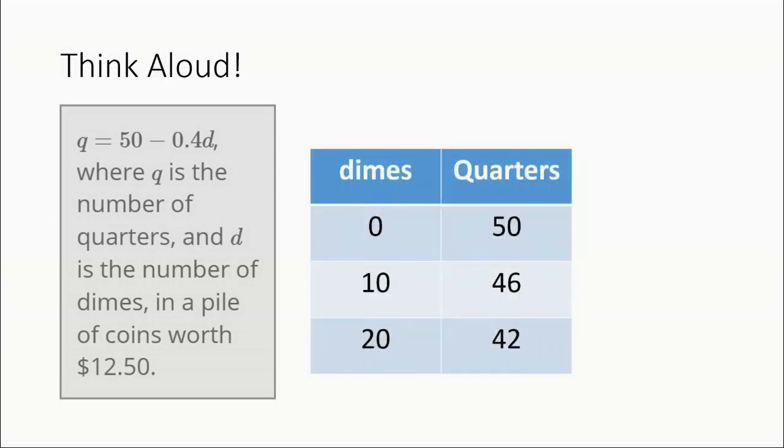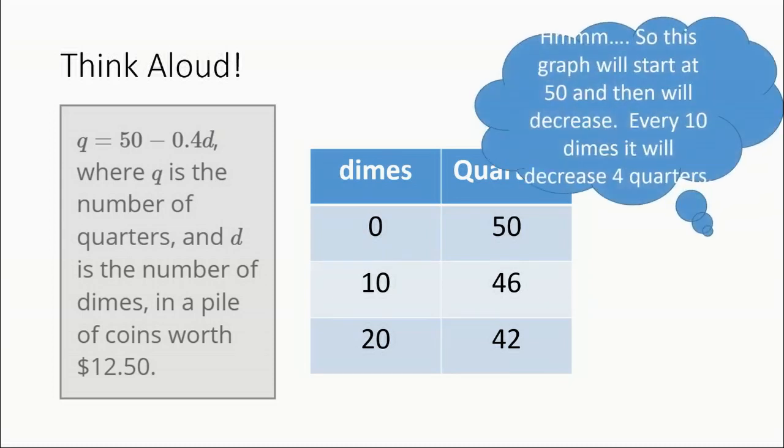So if you look at this graph, you're going to see dimes and quarters. When there's 0 dimes, you have 50 quarters, because we have a total of $12.50. When there are 10 dimes, you have 46 quarters. When there are 20 dimes, you have 42 quarters. So this graph will start at 50 and then will decrease. Every 10 dimes, it will decrease 4 quarters.